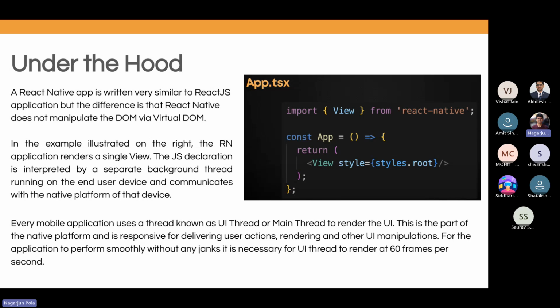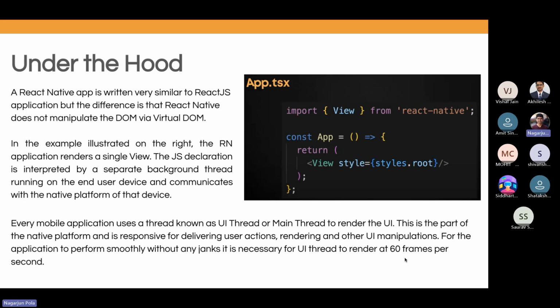So it is very important that we need to be careful when we are performing certain actions on the UI thread. Like, we should not be making network calls on the UI thread. We should not be making database calls on the UI thread. In general, we should not do any computation which is heavy and takes time, so that the thread is busy doing the computation and it cannot render the UI. So it is necessary for the UI thread to render at 60 frames per second.